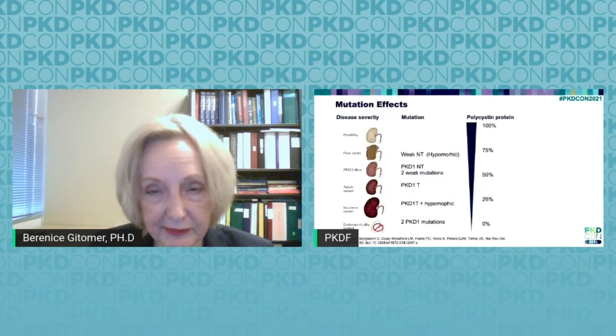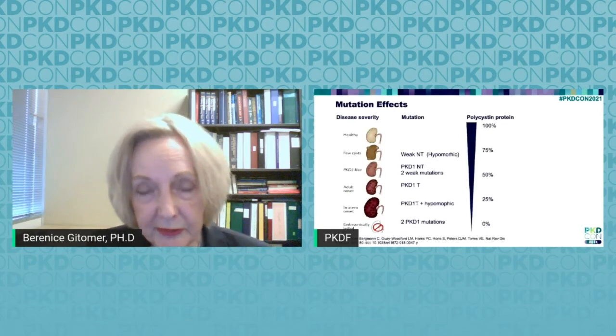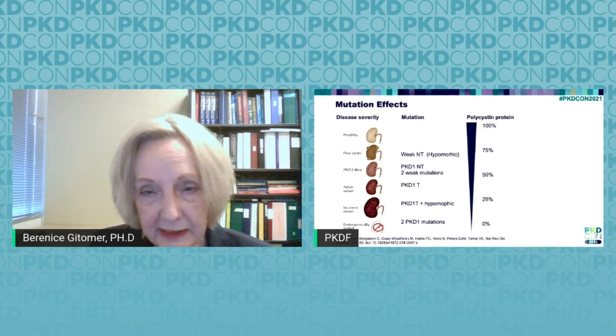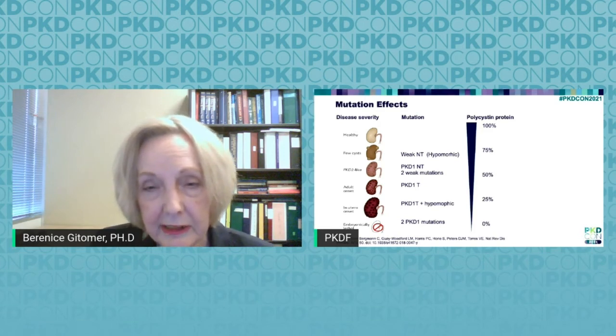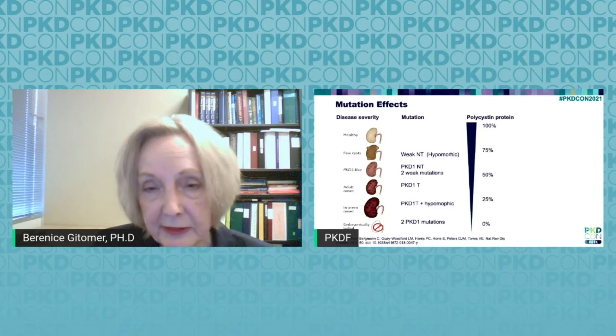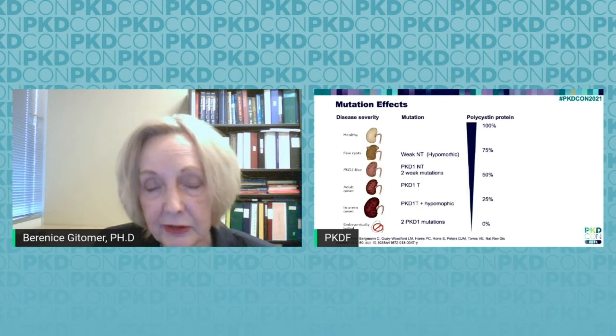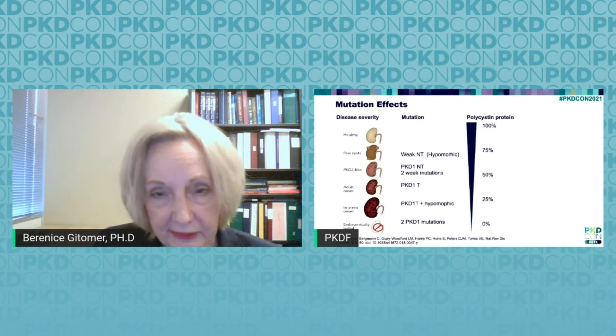Next slide, please. So here we show the different types of mutations, and I'll just point out here, if you have a mild mutation, you lose a small amount of the protein function, but when that's accompanied by a truncating mutation, you might lose a very large percent of function. Next slide, please.